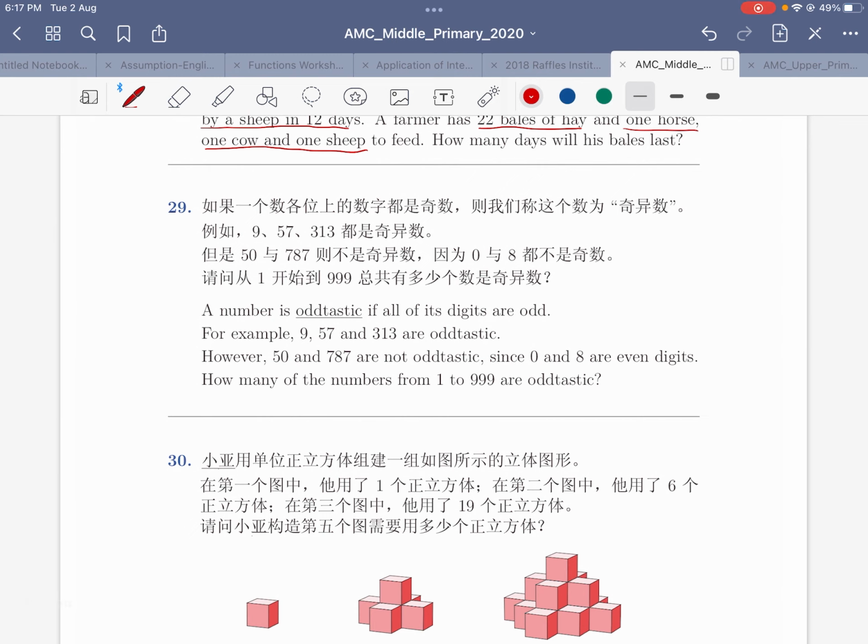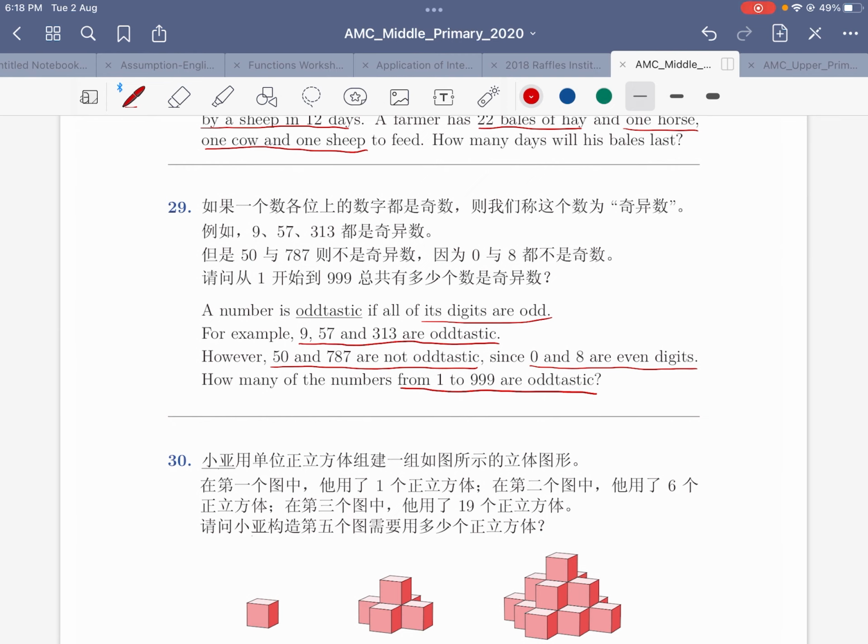A number is autastic if all of its digits are odd. Now for example, they've given us some examples as well. 9, 57, and 313 are autastic. However, we have numbers like 50 and 787, they are not autastic because 0 and 8 are even digits. Now, what's the question over here? The question is, how many of the numbers from 1 to 999 are autastic?